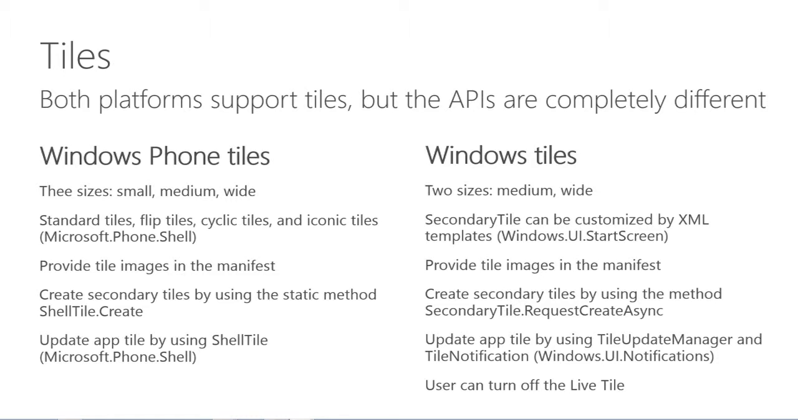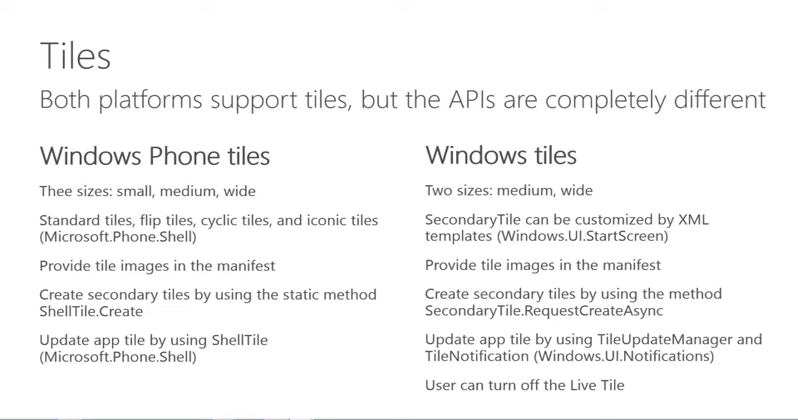In Windows Phone, you have several templates that you can define for your live tiles. The standard ones are flip tile, cyclic tile, iconic tile, and then there's this just standard tile where you define exactly what you're doing. On the Windows side, secondary tiles are defined and customized by XML templates, so it's a little different in the way you do that. You provide tile images in the manifest on the Windows Phone side. It's the same way on the Windows side, so that's one similarity.